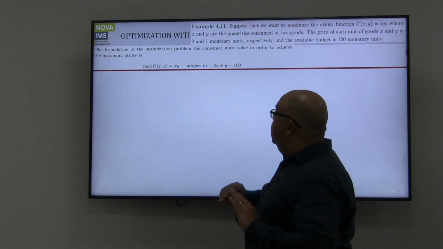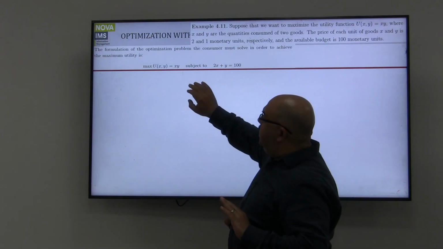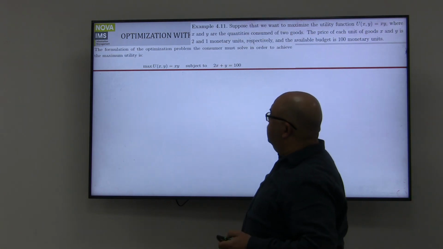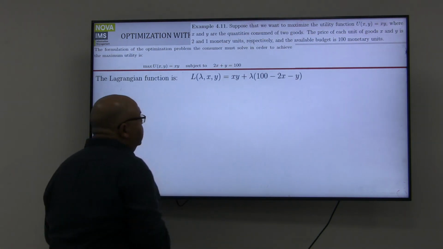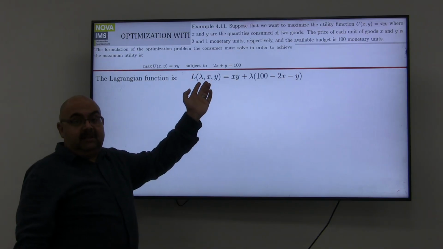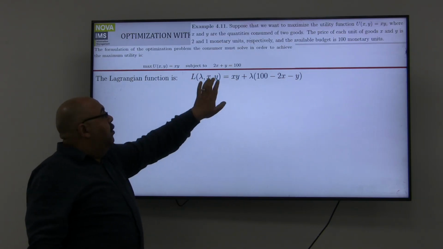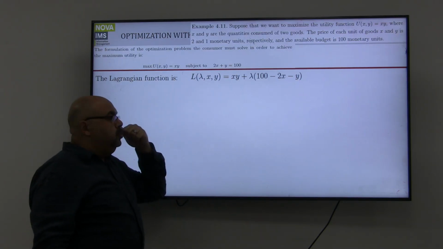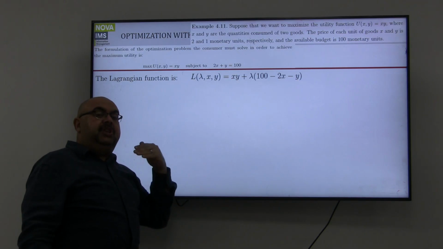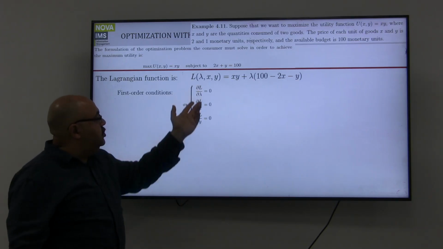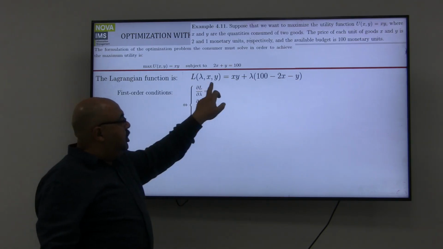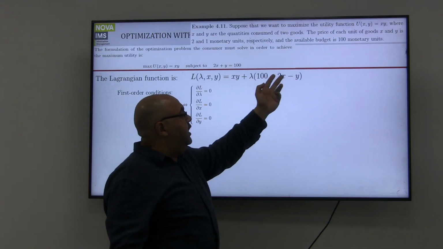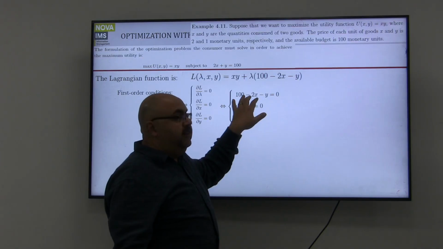I will put the function, which is xy plus lambda, open your bracket, 100 minus 2x minus y. This is actually what we did directly in the Lagrangian. Then I will get the gradient vector, which means I will differentiate L with respect to lambda, with respect to x, and with respect to y, putting the derivatives equal to zero, as you can see. If I differentiate with respect to lambda, I will have my constraint, which is 100 minus 2x minus y equal to 0. That's the first.